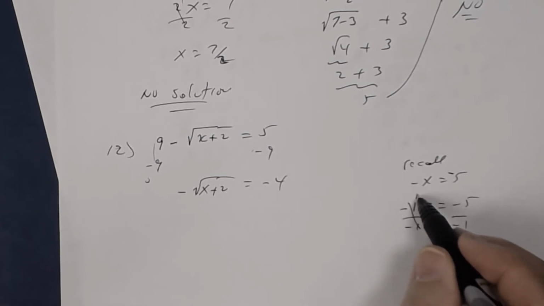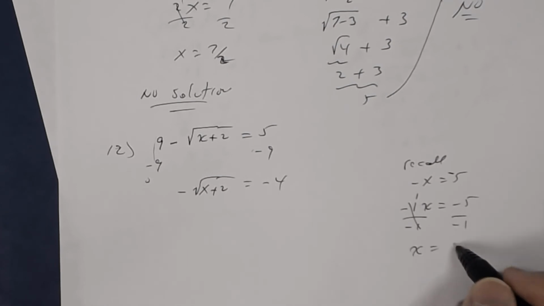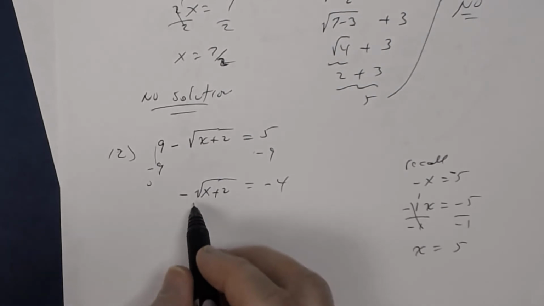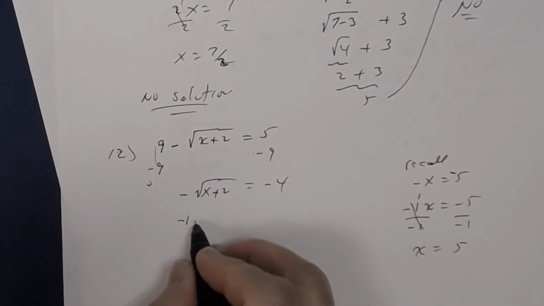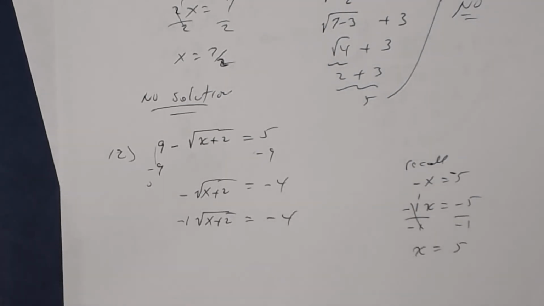Negative 1 divided by negative 1 is 1. 1 times x is x. And a negative divided by negative is a positive, so you get positive 5. Okay? We'll use that same idea here. So do y'all see I can write this as negative 1 times the square root of x plus 2 equal negative 4? And if I want to get that square root of x plus 2 by itself, right now I'm multiplying by negative 1. The opposite is to divide by negative 1, right?